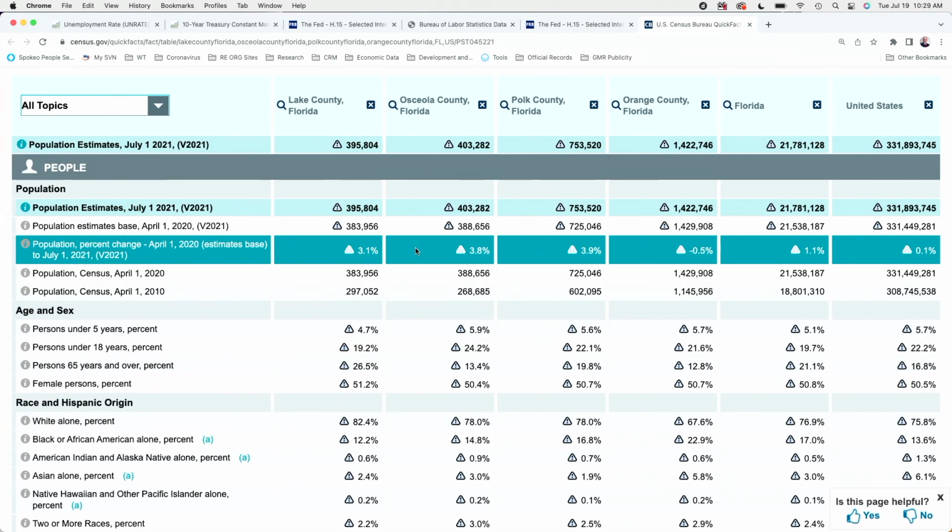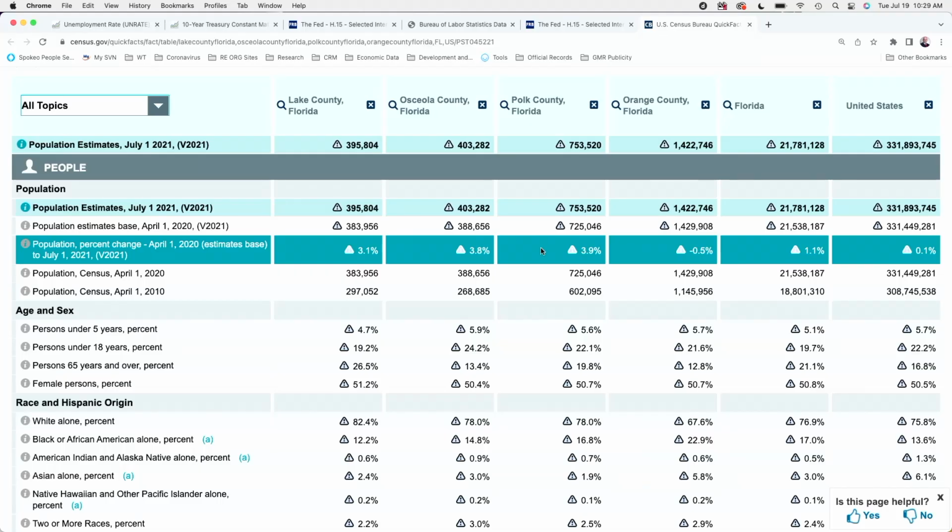You notice that over this period of time, the United States population grew by 0.1%. Florida grew 10 times that. Now, Orange County is a little bit of an anomaly. There was a decline as a result of some movement of jobs. But let's look at Polk, Osceola, and Lake County. Off the charts, 3.1 to 3.9%. What does that mean? It means that these counties, our market, is growing 30 times faster than population in the United States.